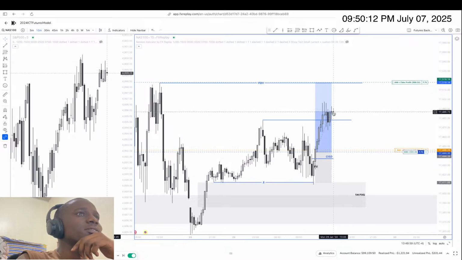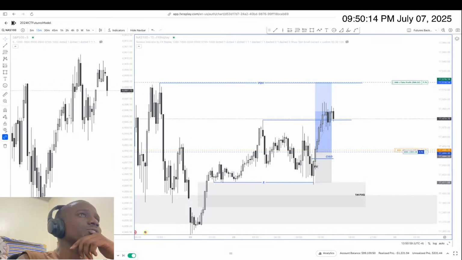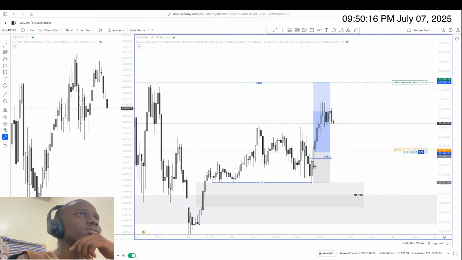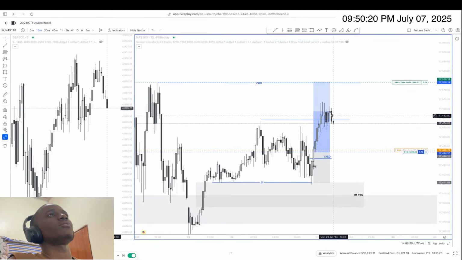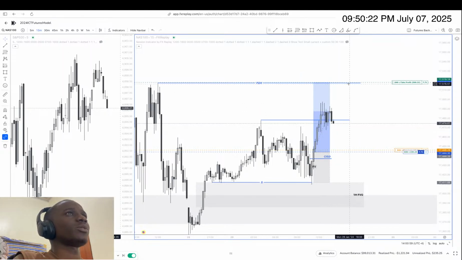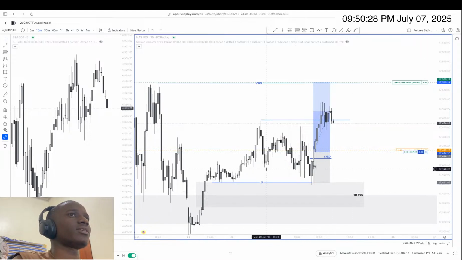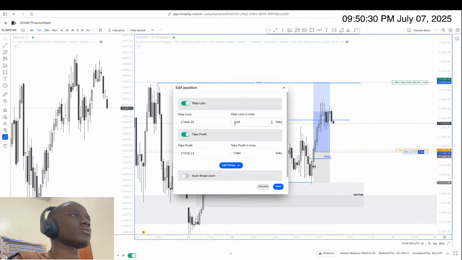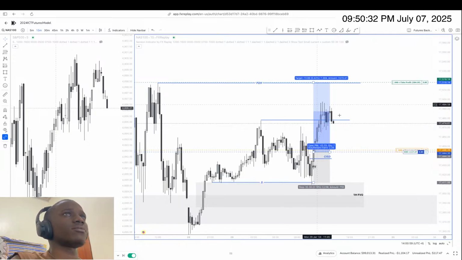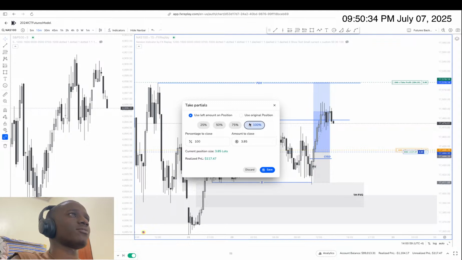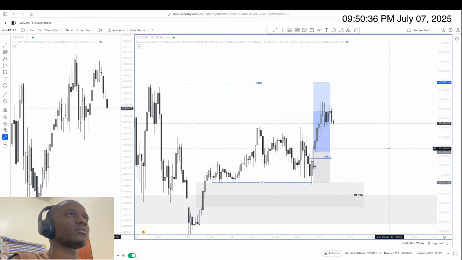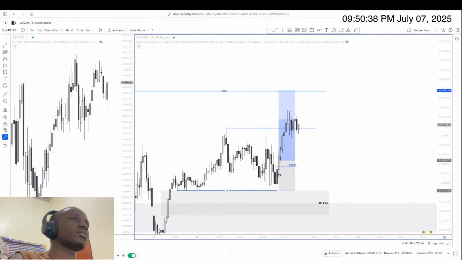So what time is it? It's in the afternoon session now. So you can see it's still consolidating, which means this entry might not be as strong because we wanted to actually take out this previous day high. So let's just close these profits instead of letting them linger around. Sorry, let's close it 100%. I don't know why I closed half the position. Right, now let's see what it does later on.